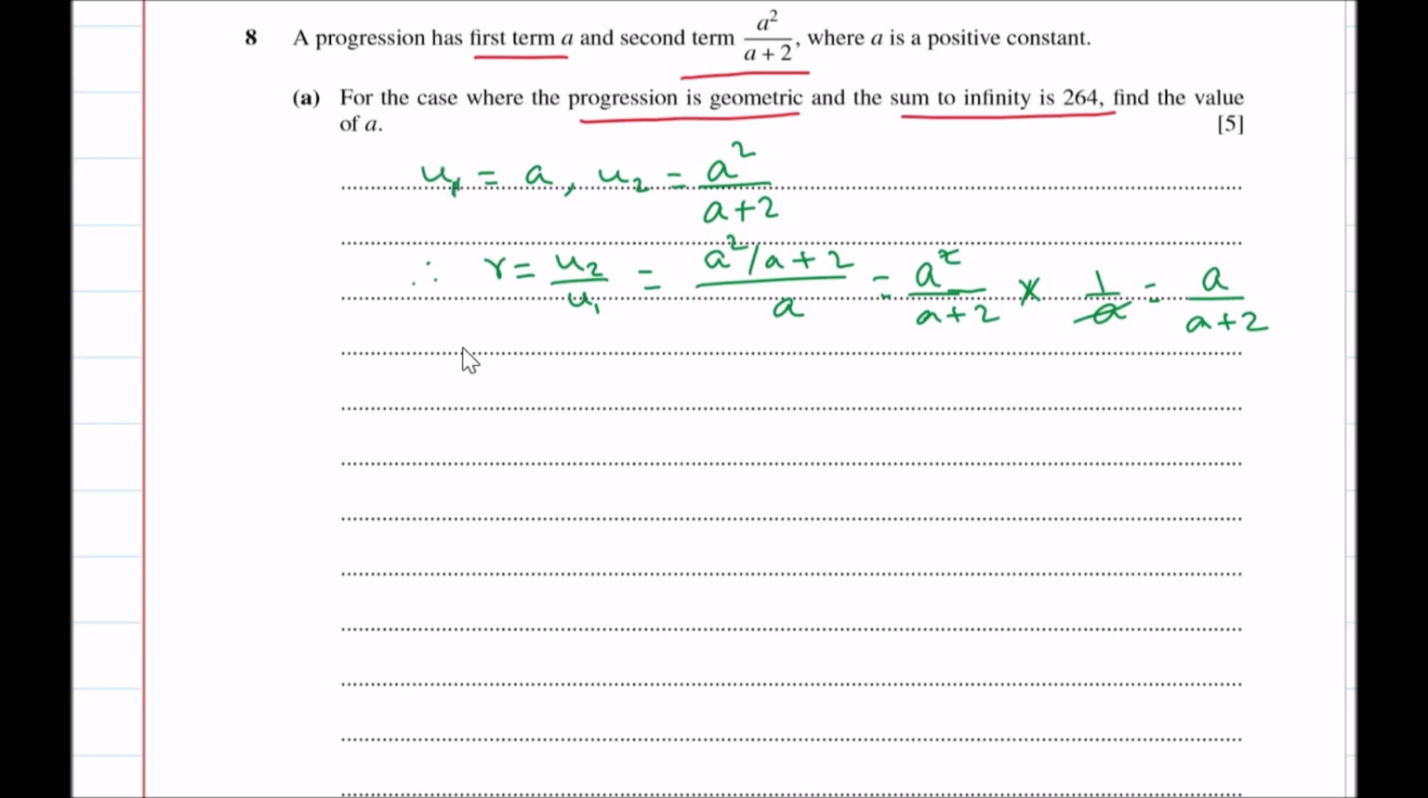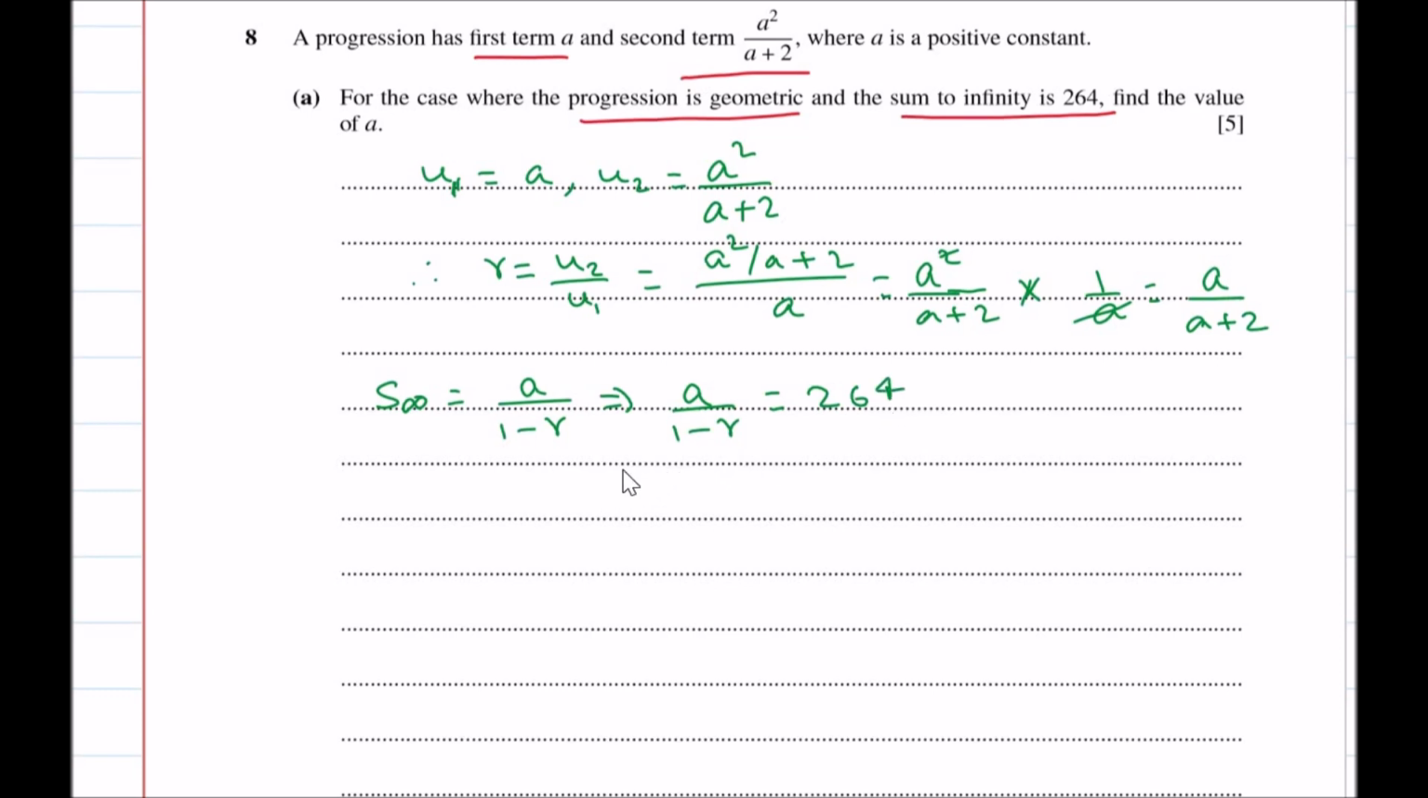Now S infinity, that is the sum to infinity. We know the formula S to infinity equals a by 1 minus r. So this implies that we have a by 1 minus r equal to 264, which is given. You can see the question, 264.